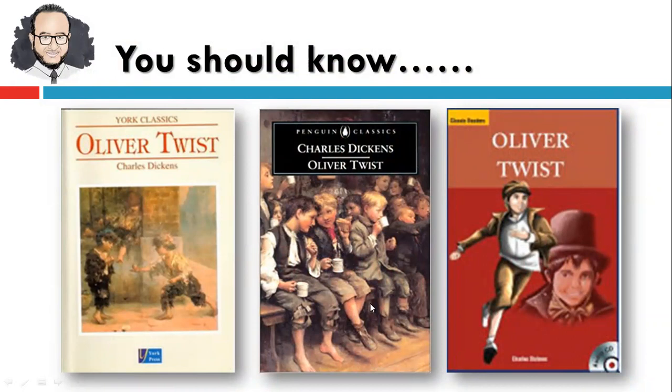If I'm talking about the novel, I should know something very important, something called a publisher for the novel. I have different publishers like York, like Penguin, and also like the Classic Reader. So when I have these kinds of novels, I should know that they are presenting the novels in different ways. Maybe I have the same novelist, but I have different editions, like York edition, Penguin edition, Classic Reader edition.